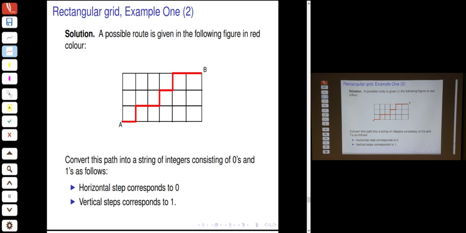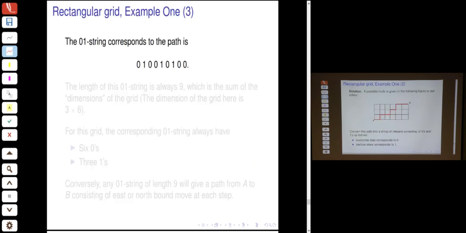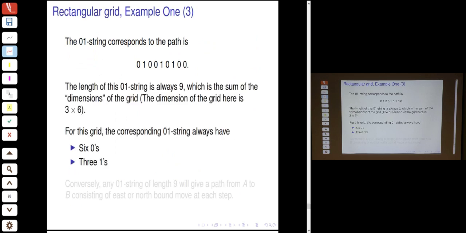Okay, so the length of this 0-1 string, the binary string, is always 9, which is the sum of the dimensions of the grid, right? Because as I said, you have to go 6 steps to the right and 3 steps up anyway, so its total step count is 9.